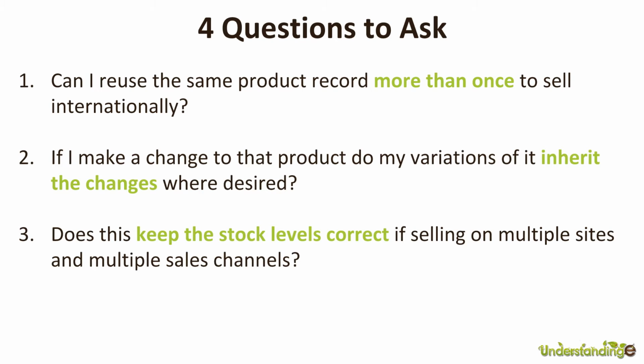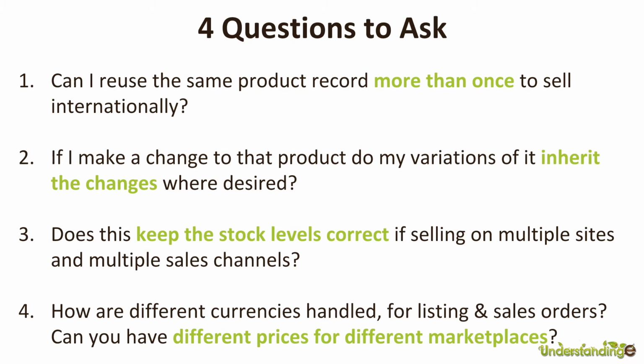You've got the same item on multiple sales channels. If you receive a sale on one of them, does it go and update the other sales channel for you for the full quantity as well? Let's not do like a certain software company used to do a while ago, which is that if you've got 10 in stock, you want that 10 everywhere because that maximizes your marketing potential for those geeky sunglasses. And finally, Matt, our fourth question would be, how are different currencies handled when it comes to listing and sales orders? And can you have different prices for different marketplaces? And that's a crucial one.